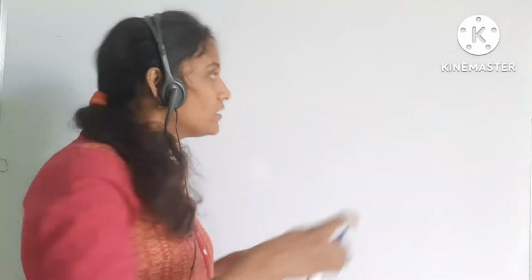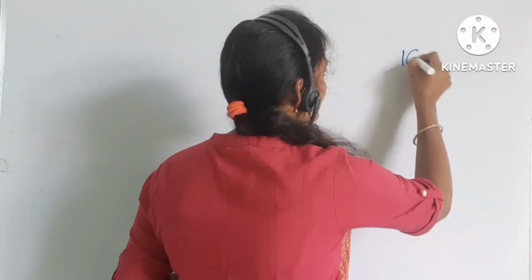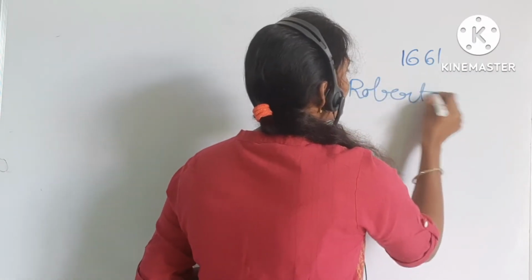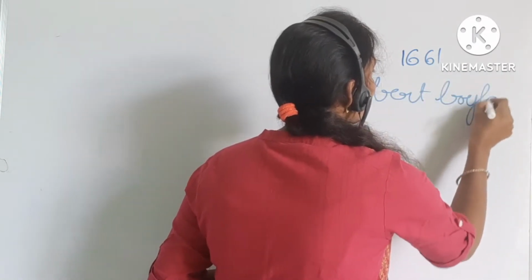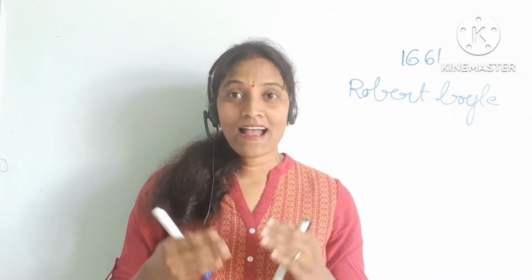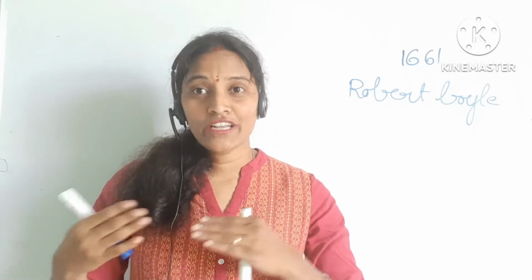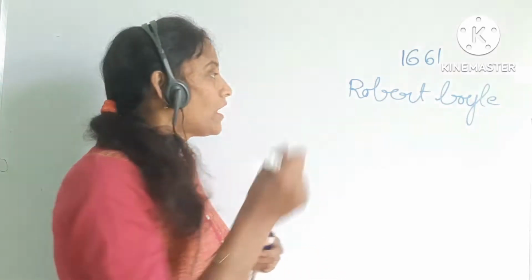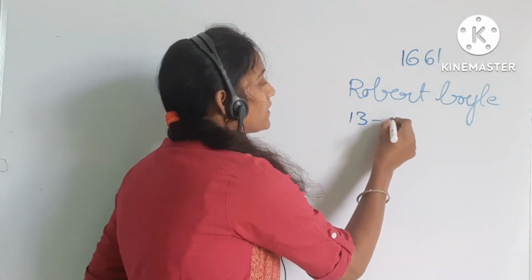Now coming to our topic. In the year 1661, Robert Boyle stated that an element is anything we can't further divide into simpler units, in a chemical way or physical way. He stated like that. At his time, about 13 elements were there.